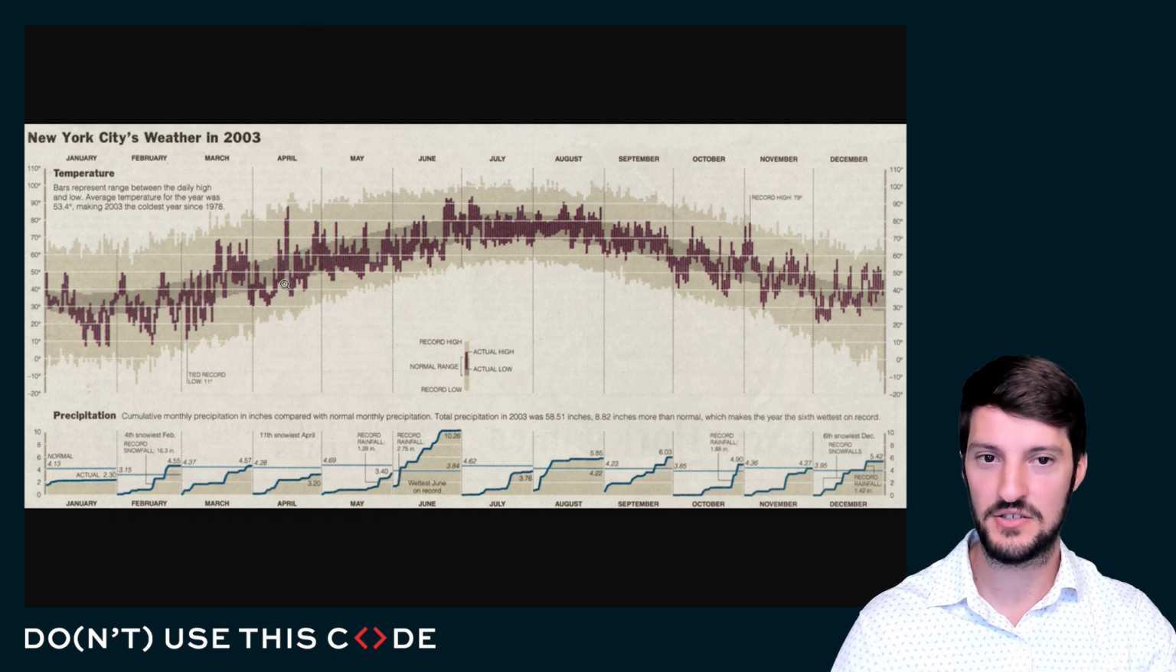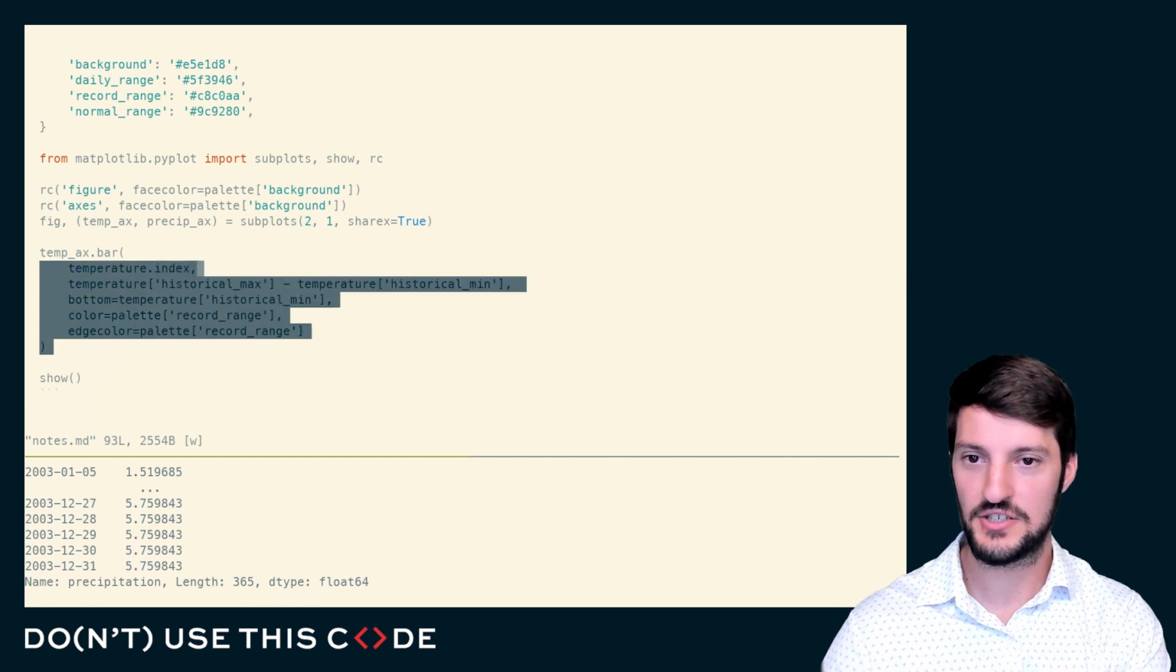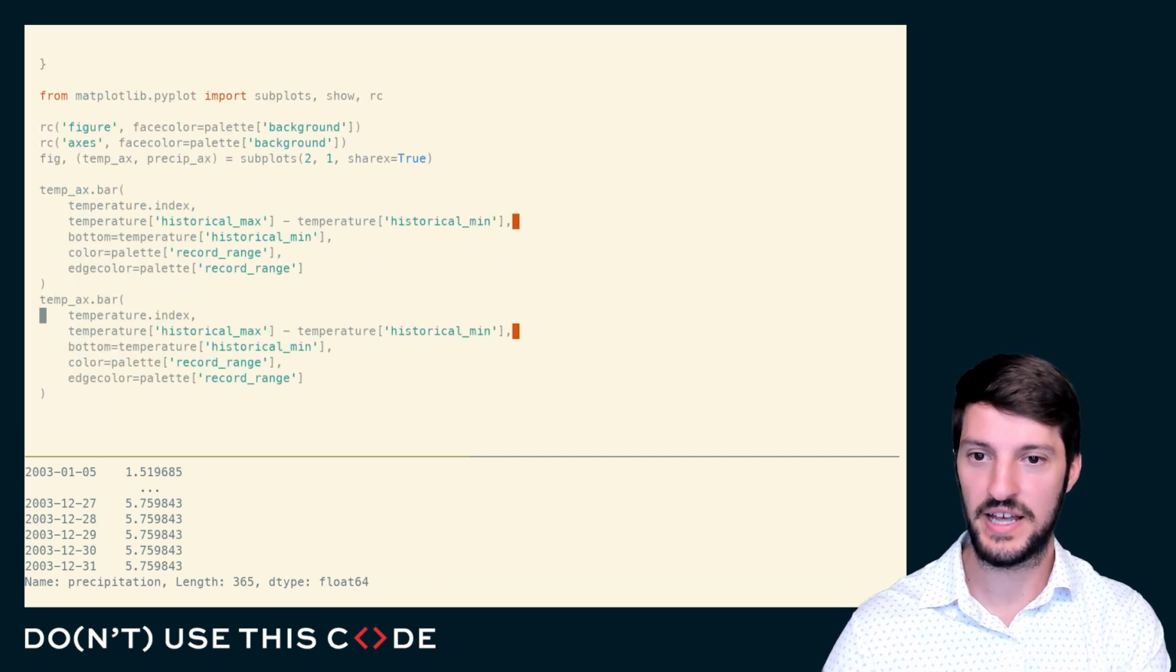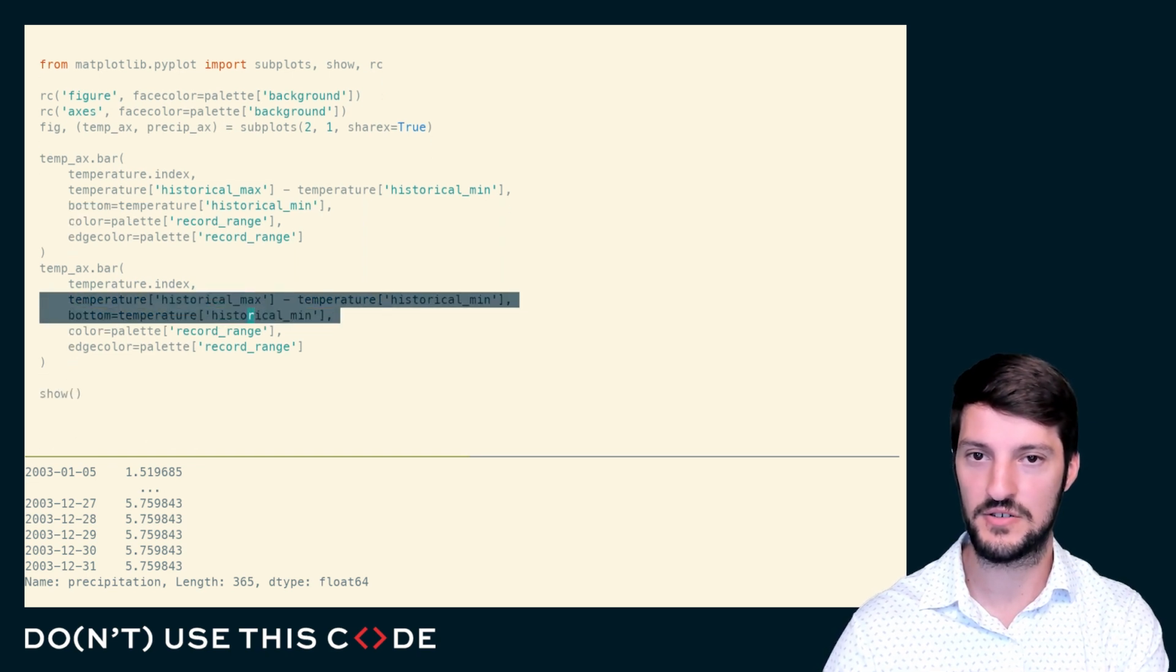So next thing I'll do is I'm going to actually not plot the red bars, but the darker color, the normal range here. And I can just copy all of the code that I already have, and we'll just swap out historical for normal here.